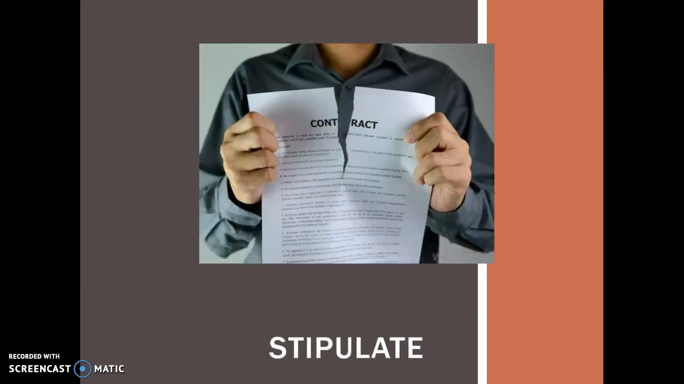Number 19, stipulate, means to arrange specifically, to require as a condition of agreement. So a contract would be an example of a stipulation. If this happens, then this thing is going to happen. Okay, it's a verb, first syllable is accented, and it means to specify. You really spell out what the things are that are going to happen in this contract or stipulation.